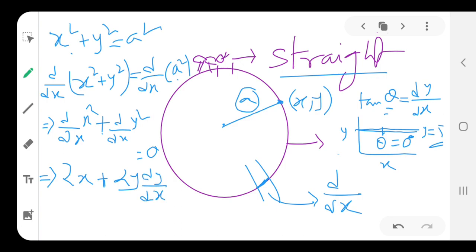This you will learn in mathematics. I am just showing you the consequence and how differentiation can be realized in real life. Equal to 0. So I can take 2 common and make it 0. So I'll get x plus y into dy/dx. You know, dy/dx is tan theta. So slope, I can write this as some alphabet, let's say m. So m equal to 0.